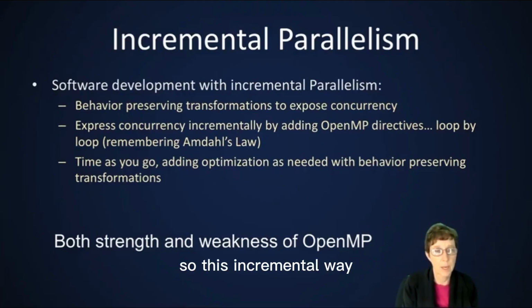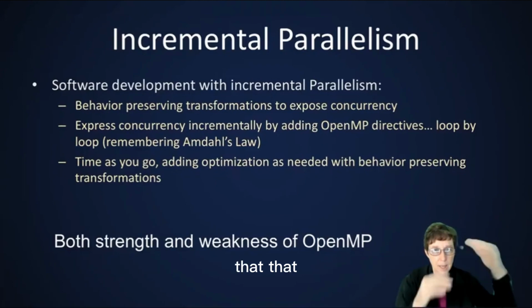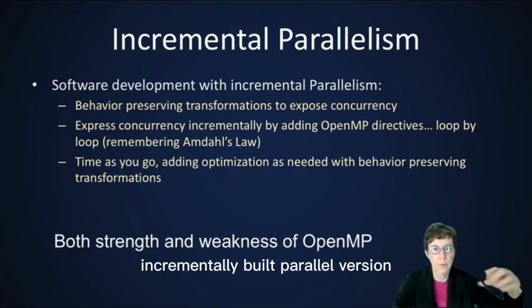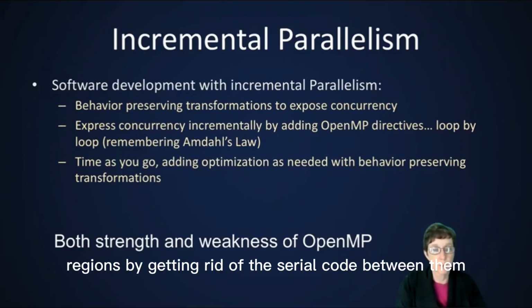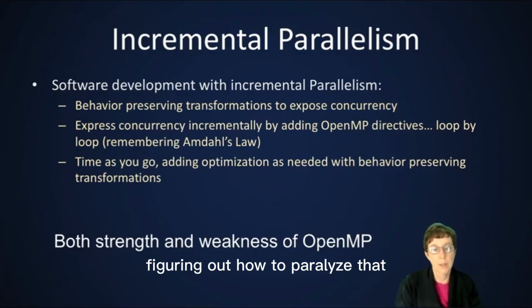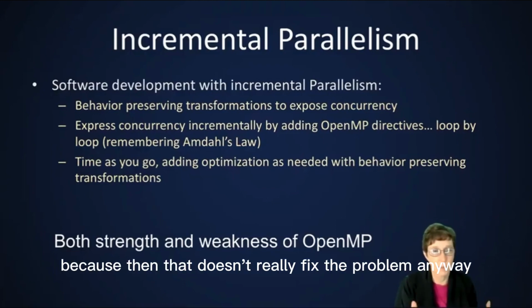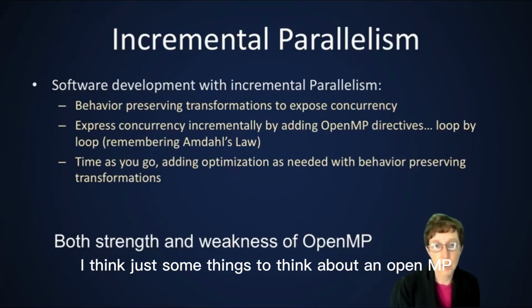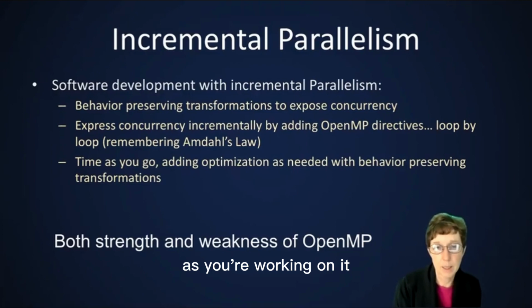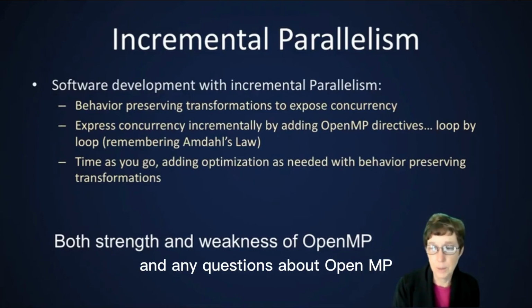So with this incremental way, I can try to get there by taking that incrementally built parallel version and then smushing together the parallel regions by getting rid of the serial code between them, figuring out how to parallelize that, hopefully not by sticking locks or critical regions around it, because then that doesn't really fix the problem. But anyway, those are some things to think about in OpenMP as you're working on your homework assignments and your labs. Any questions about OpenMP or anything else for that matter?